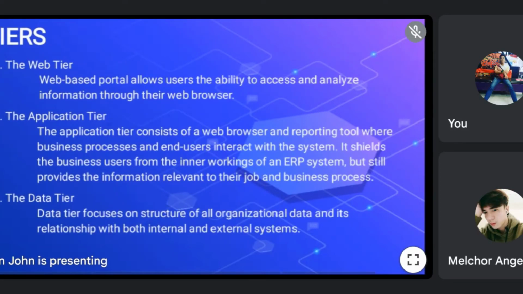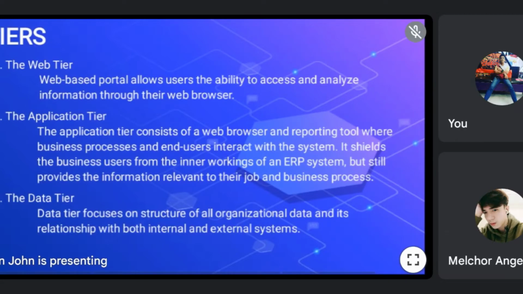And tiers. Number 1, the web tier. Web-based portal that allows users the ability to access and analyze information through their web browser. And number 2, the application tier. The application tier consists of a web browser and reporting tools where business processes and users interact with the system.